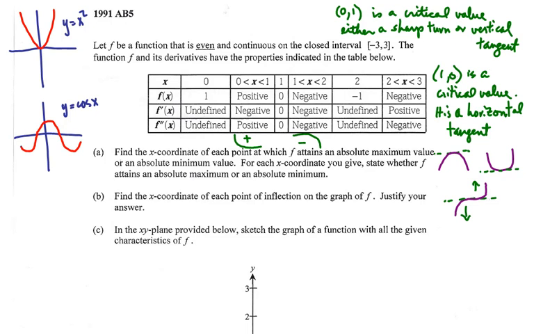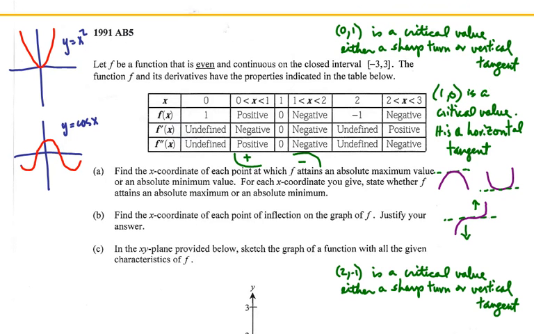All right, let's go on to the point x equals 2. At x equals 2, the y value is negative 1. The first derivative is undefined. The second derivative is undefined. So I record the information that at x equals 2, y equals negative 1, we have a critical value because the function is defined, but the first derivative is not defined, and the second derivative is not defined. So we have a critical value, and that has to be either a sharp turn or a vertical tangent. It could be either of those at that point.